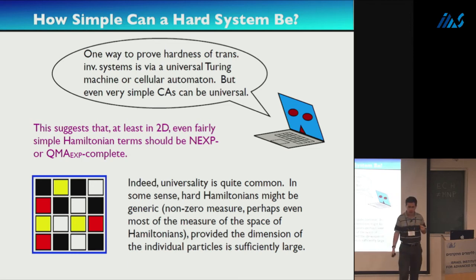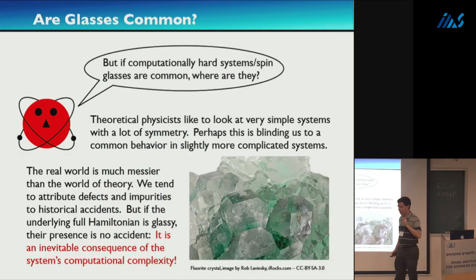But this is speculation. And the thing is that not only can very simple systems be hard, but computational universality is actually very common once you start to look at rules of sufficient complexity. Okay, and in some sense, it could even be generic. So this is what the computer scientists can offer the physicists: the suggestion that computationally complex problems, and therefore spin glasses, might be generic among Hamiltonians of sufficient complexity.